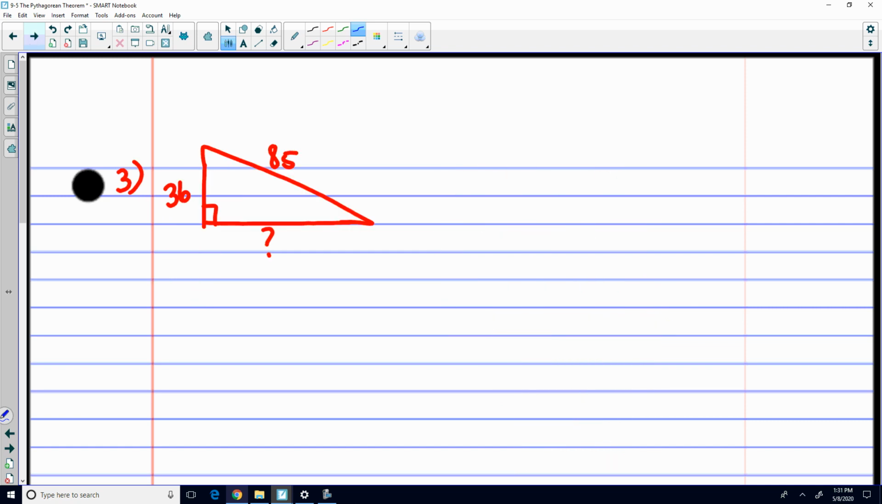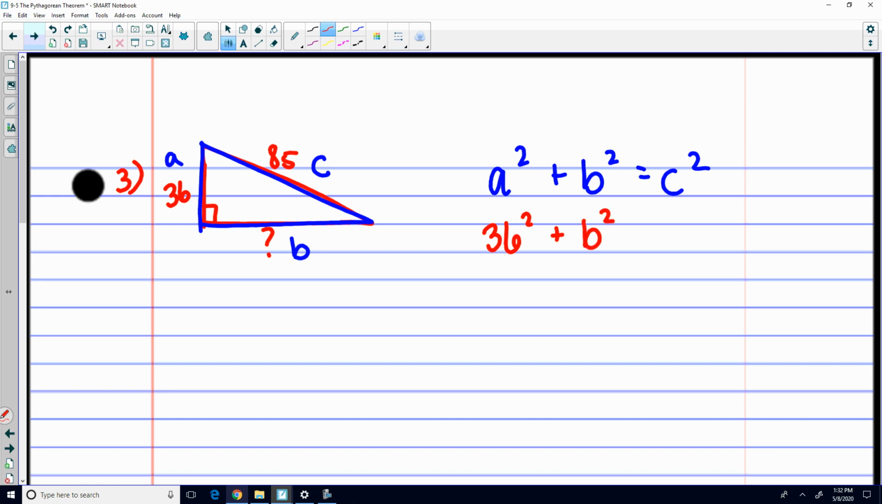Number 3. What am I solving for? I have a leg, and I'm solving for another leg, and I have a hypotenuse already. So this will be C, this will be A. Let's say we're just solving for B again. Again, it doesn't matter if I solve for A or B. It's going to give me the same answer. So I have A squared plus B squared equals C squared. All right. Let's fill in what we know. A is going to be 36 squared. That's going to be a big number. I'm going to solve for B squared. And that's going to give me C squared.